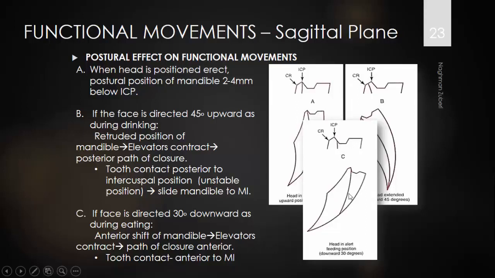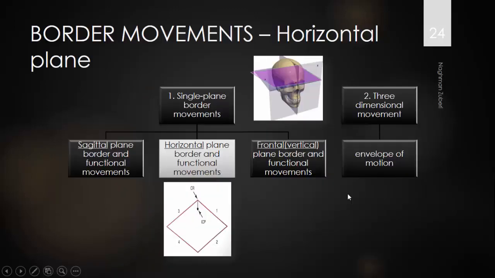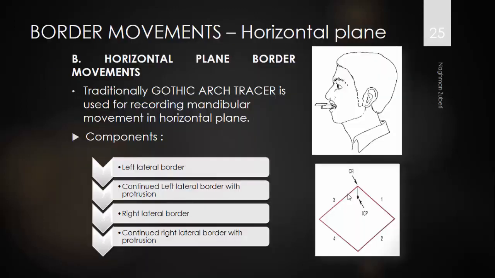Now comes horizontal plane border and functional movements. For horizontal plane border movements, traditionally the Gothic arch tracer is used. If you remember, you were doing it for making the Gothic arch tracings in your complete denture cases. The components will be left lateral border, then continued left lateral border with protrusion, then right lateral border and right lateral border with protrusion.